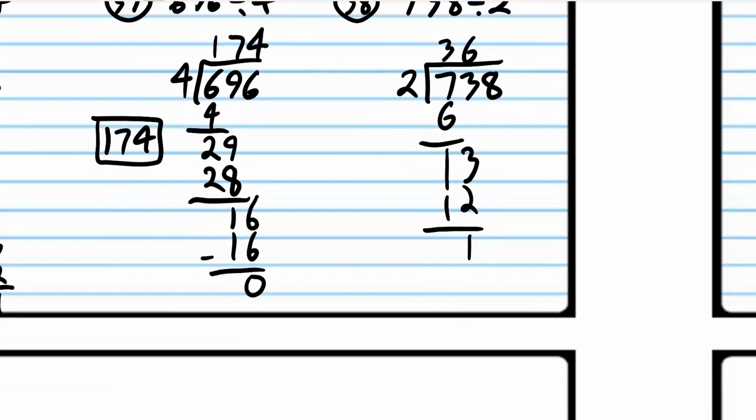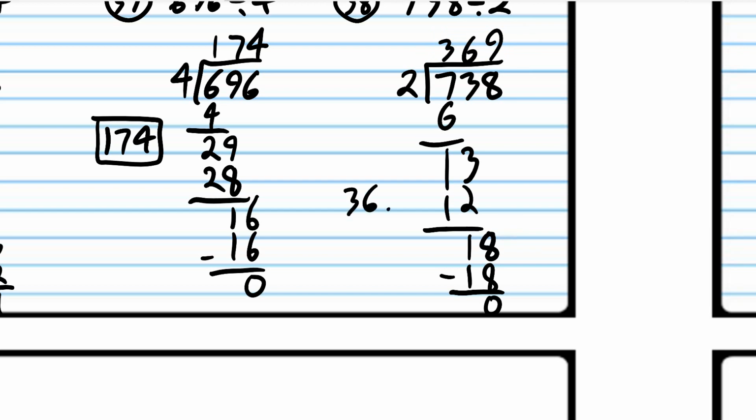And we're on to the third cycle. Bring down the 8. 2 goes into 18 9 times, exactly. 2 times 9 is 18. And 18 minus 18 is 0. And we have no other numbers here to continue, so we're done, and our answer is 369.